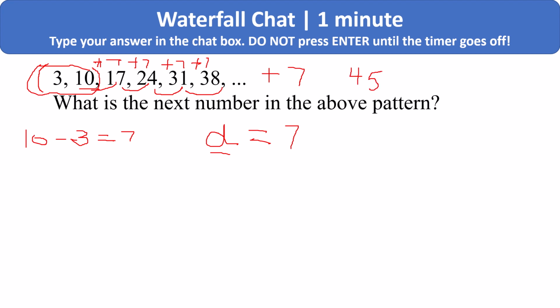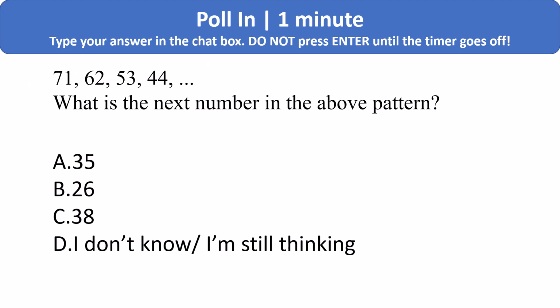Take a moment to look at that before we go on and try the next question. All right, try this one on your own. What is the next number in the above pattern? So again, take any two consecutive numbers. It can be these two in the middle. Take that second number, subtract the previous number to get your difference, and then simply add that difference to the last term to get the following term.